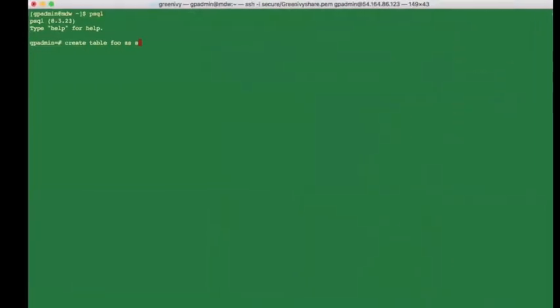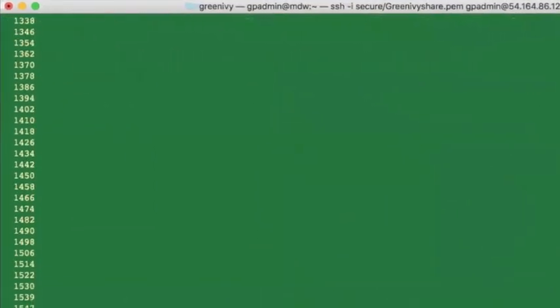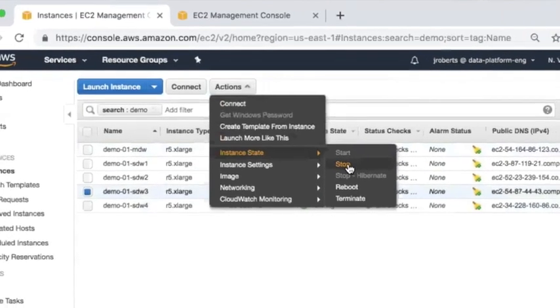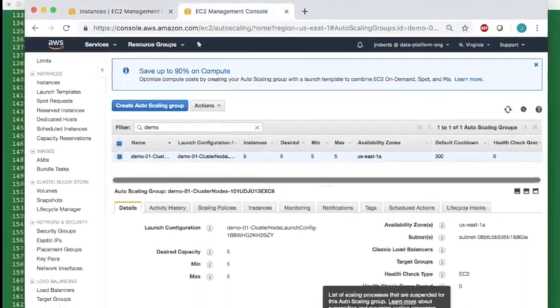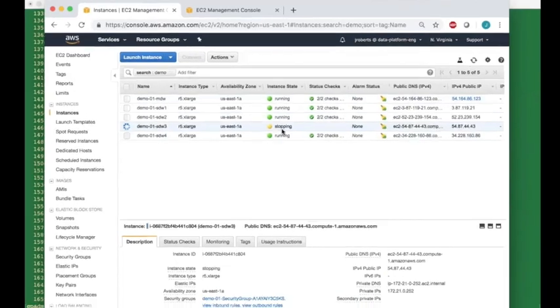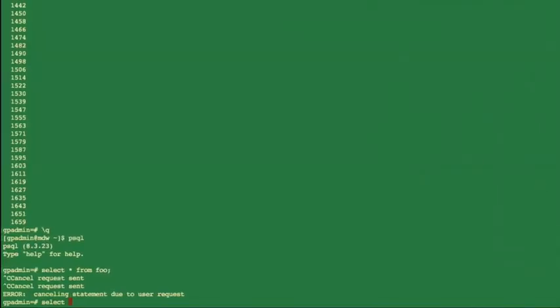So let's create a test table and fill it with some random data, and then simulate a catastrophe by randomly killing one of the hosts. Notice that when we created the cluster, we also created an auto-scaling group in AWS, which is always on the lookout for such a catastrophe. Meanwhile, our users are still interacting with the cluster.